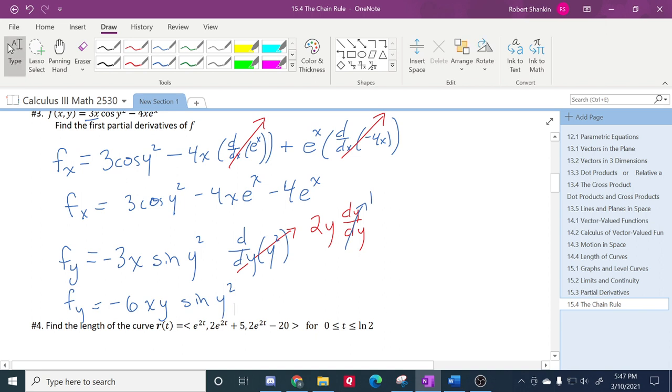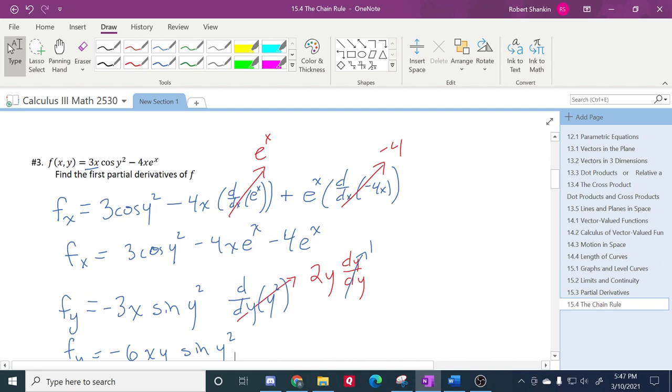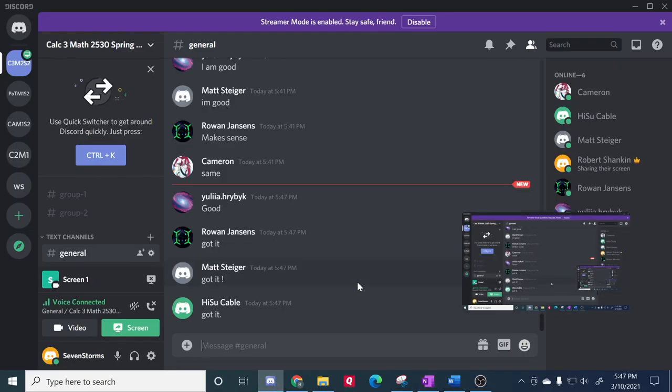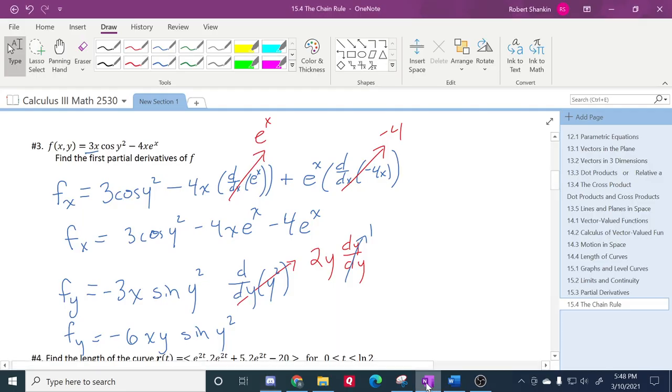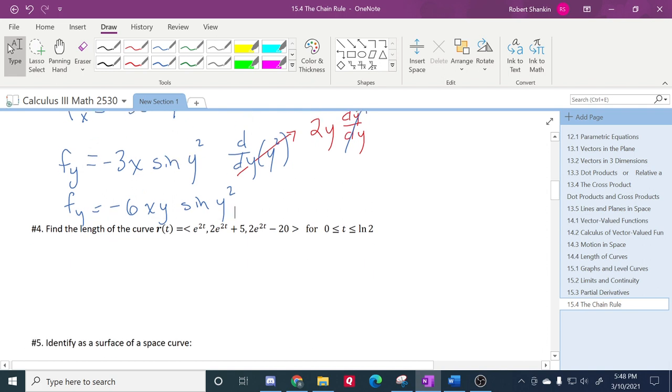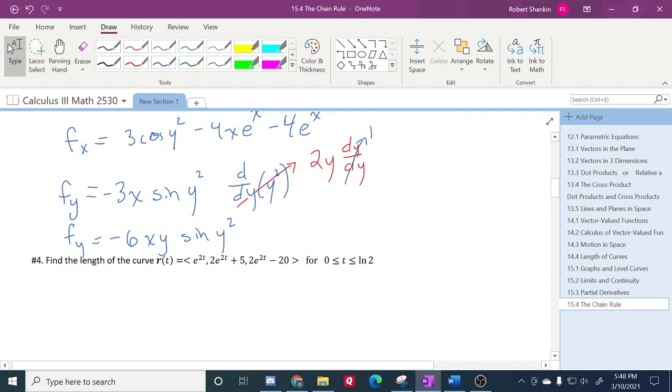Alright, there's the fx, there's the fy. Give me a little feedback on number 3, please. And find the length of this vector, this space curve r of t within those limits.